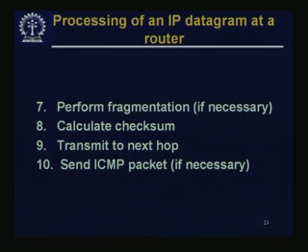Then perform fragmentation if necessary. We will see the details of fragmentation later on, but remember that over here you are going from one network to another network to another network and so on. All these different networks are under different administrative control, different domains, and they may even have different data link layer technologies. Some token ring may be connected to some Ethernet, and there can be all different kinds of networks in between. Now, suppose the source had sent an IP packet which was quite large, but inside one particular network it is not possible to handle such a large packet.